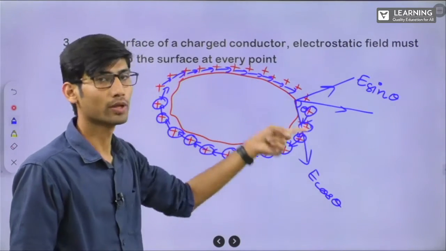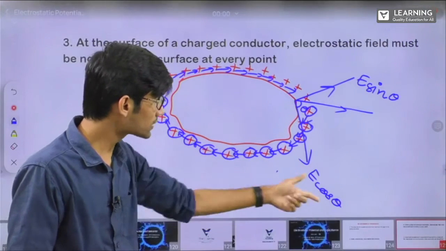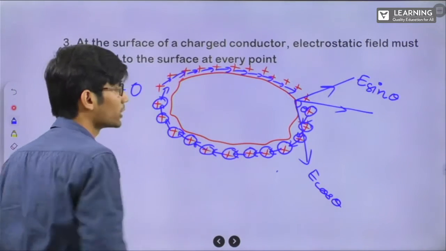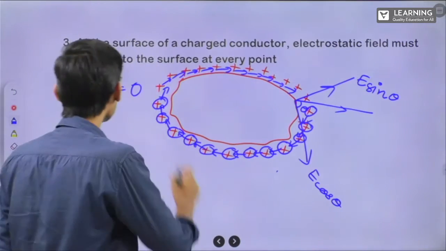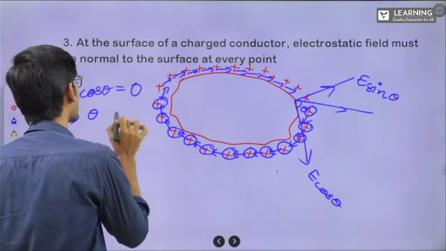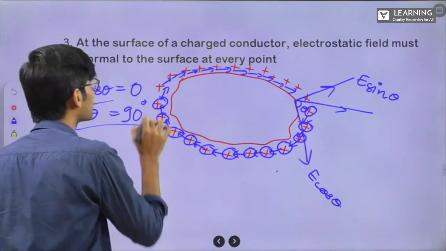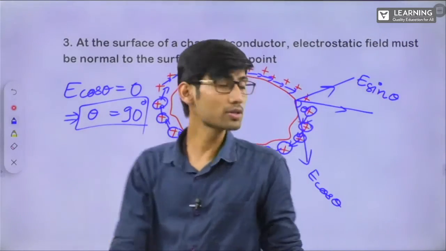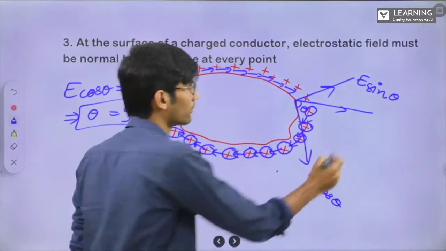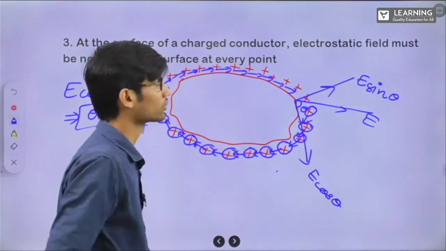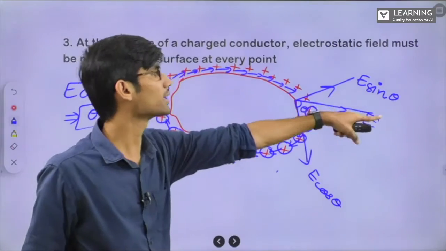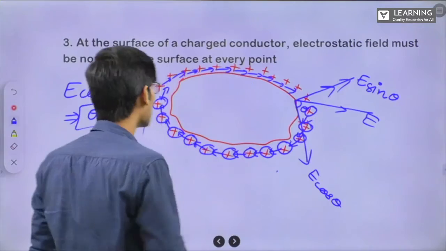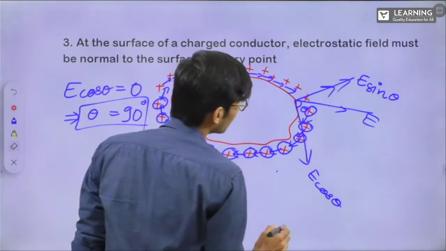If charge cannot flow, this E cos theta should be 0. There should be no electric field along the surface. If E cos theta is 0, that means theta is equal to 90 degrees. Clear? So this theta was any arbitrary angle at which this electric field is there. Then we took two components of that. So if this is 90 degrees, E sin theta will be E sin 90, that is E. The electric field is actually in this direction, that is, perpendicular to the surface. Clear?